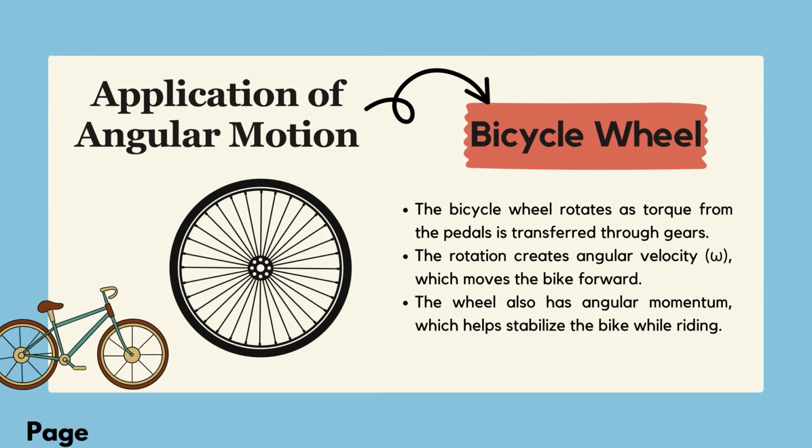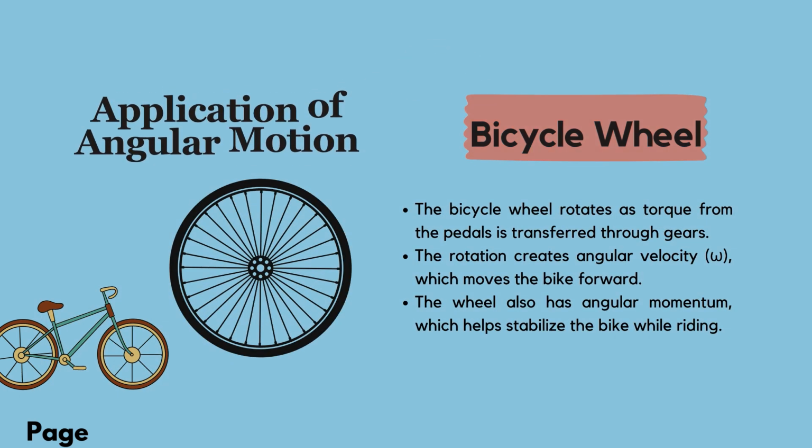Next, the bicycle wheel. When you pedal, torque from your legs is transferred through the gears. This gives the wheel angular velocity, which drives the bike forward. At the same time, the wheel builds up angular momentum, which actually helps stabilize the bike. That's why you stay balanced better when riding fast.